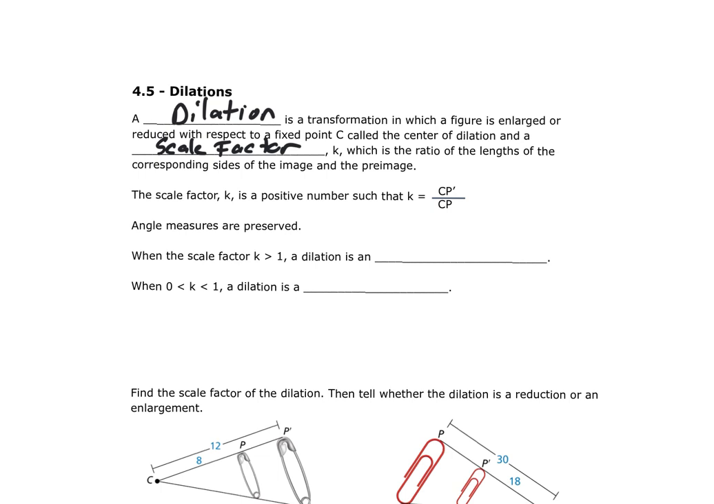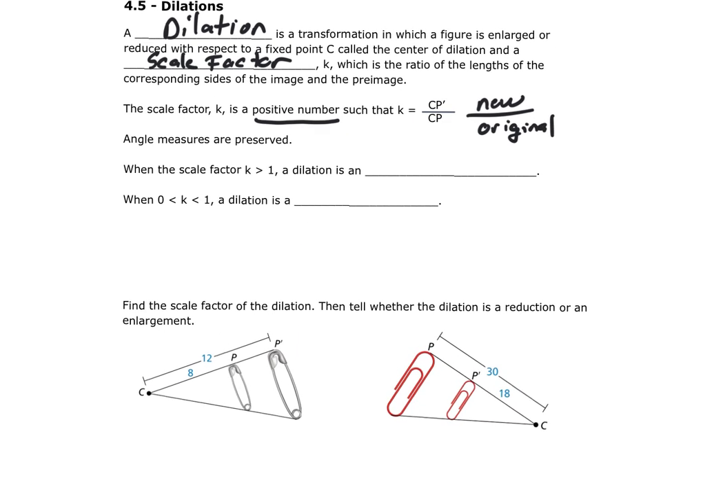The scale factor k is a positive number such that k equals CP prime over CP. When I see that prime notation, that means we're going to put the new over the original. We'll look at some examples of how we write that in a little bit, but you're always going to put the new over the original. The new might be smaller, the new might be bigger, but that'll give me the right scale factor.